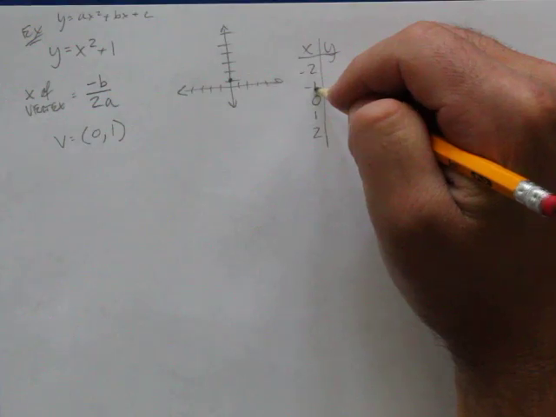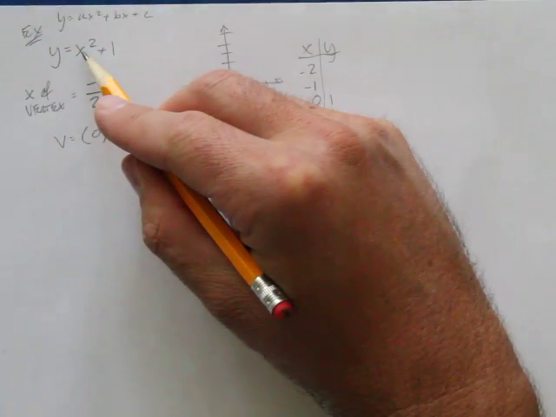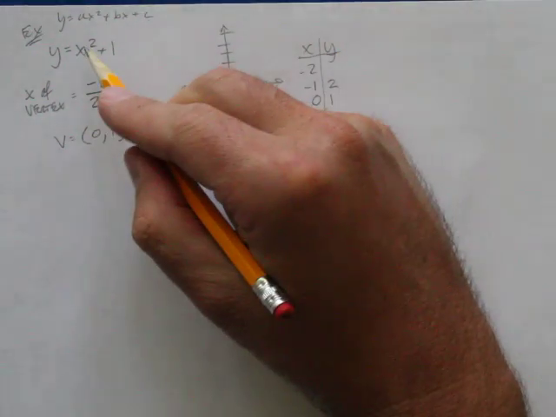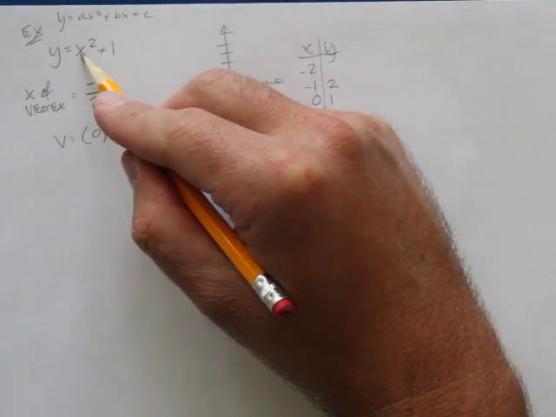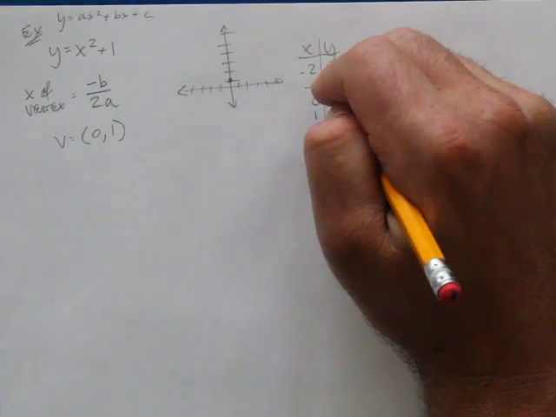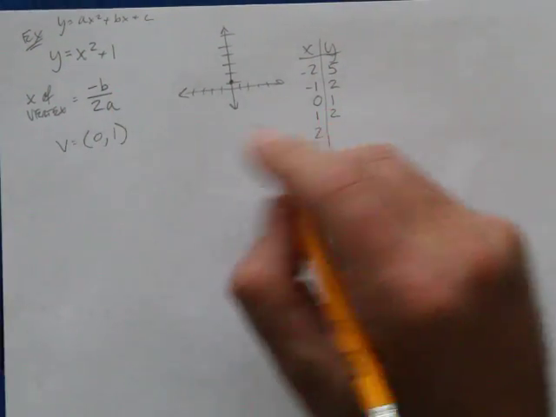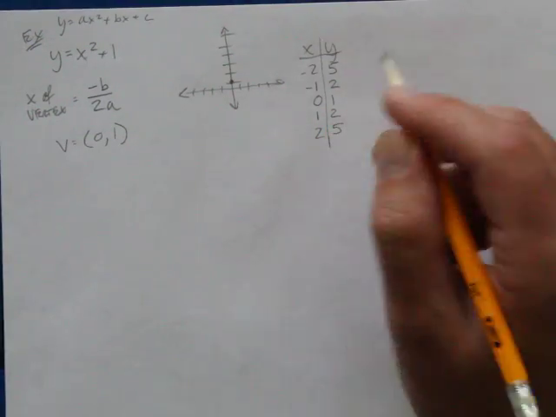So I'm going to plug negative 1 in. Negative 1 squared is positive 1, plus 1 is 2. Negative 2 squared is positive 4, plus 1 is 5. 1 squared plus 1 is 2. 2 squared plus 1 is 5.